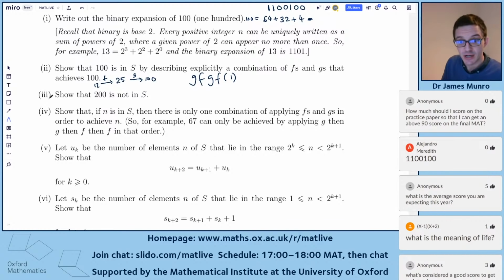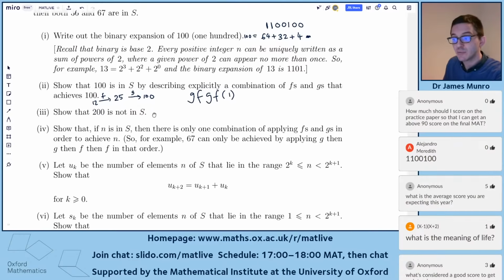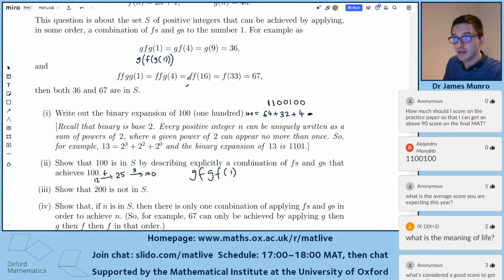It's part 3 that's hard. Part 3 is to show that 200 is not in S. So no matter what sequence of F's and G's I apply, I can never hit 200. Which is maybe a little bit surprising because there's lots of different combinations of F's and G's I could try. I could try 27 F's and then 13 G's. I could try F's and G's alternating for 200 times. There's loads of things. We're going to need to prove that we can't do it.